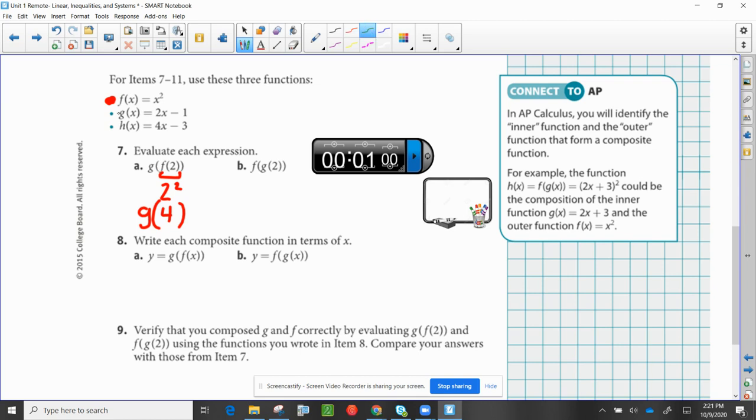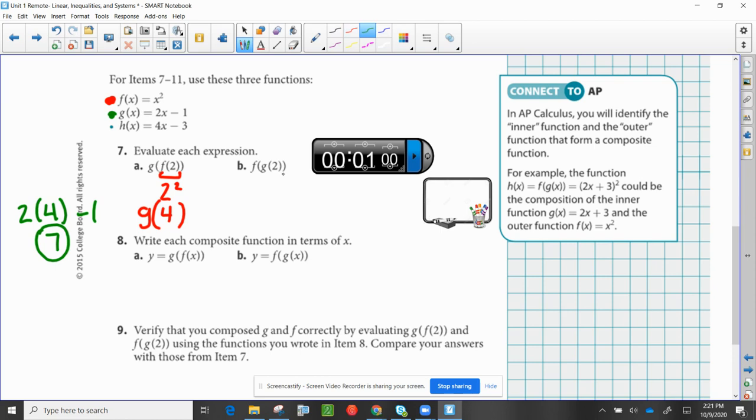Our g function is 2x minus 1. If I plug 4 in for x, that's 2 times 4 minus 1. 2 times 4 is 8, and 8 minus 1 is 7. So that is our final answer. Again, I evaluated the inner function first, got that value, and then plugged that in for my outer function.